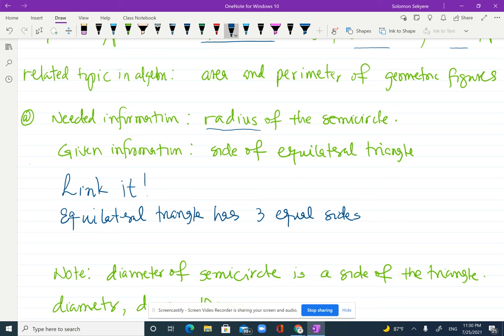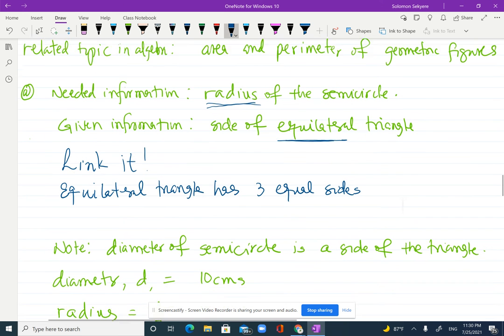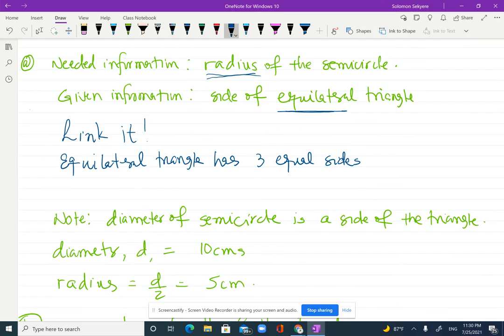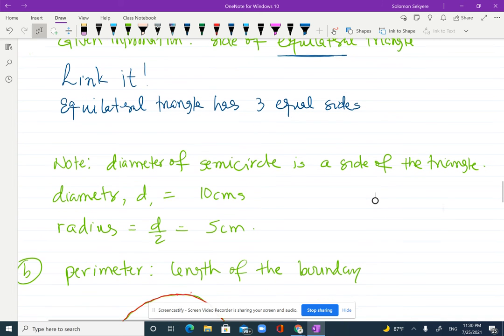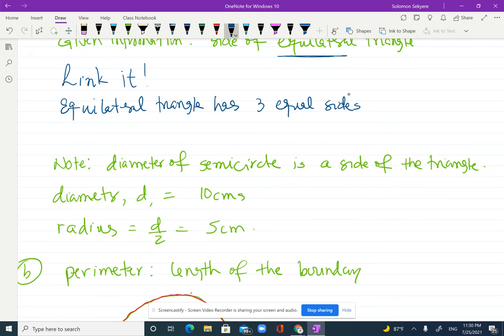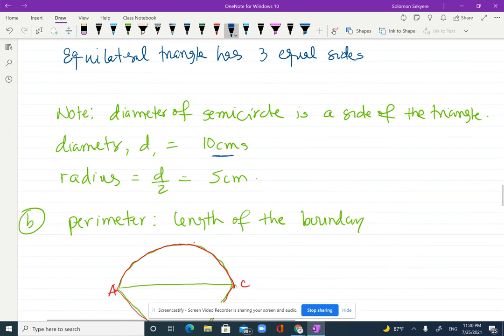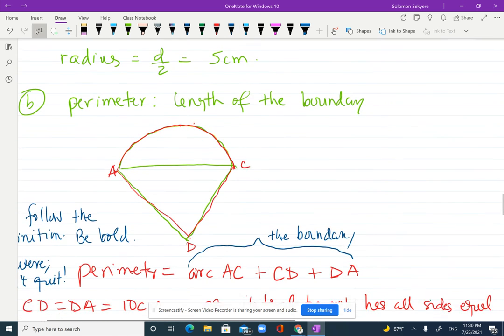Okay, what have we been given that will help us to find what we need, the radius? We've been given the side of an equilateral triangle. So now let's link it. We have to apply our understanding of an equilateral triangle, which has three equal sides. So you note that the diameter of the semicircle is a side of the triangle. Therefore, the diameter equals 10 centimeters, which makes the radius 5 centimeters. It's half of the diameter. First problem solved. The perimeter.